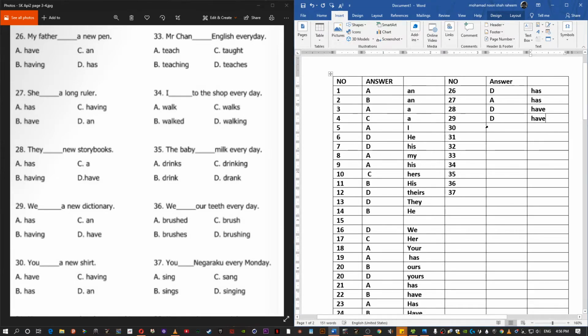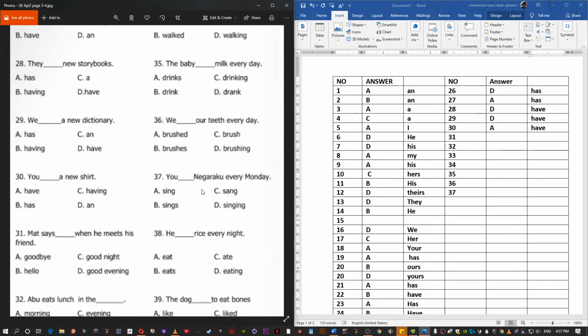Right, 30. You, a new shirt. Have, has, having, and. Okay, you is one person, right? So it should be has, right? No, wrong, because as you know, even though you is one person, we always use it like plural, because you is special, like I. Okay, so for 30, you has is wrong. You have a new shirt. Okay? So if any of you got it wrong, please do not get it wrong again. Okay? Next question.